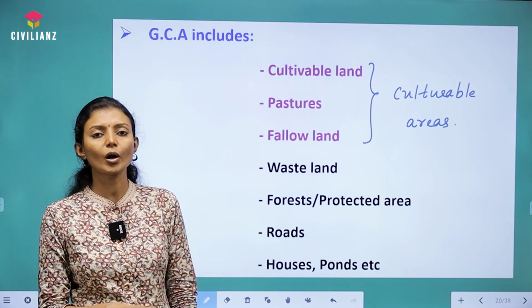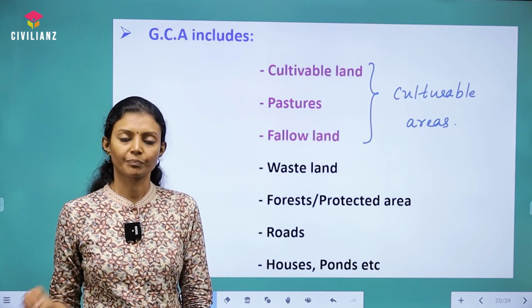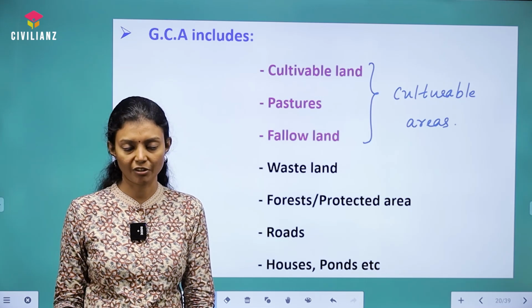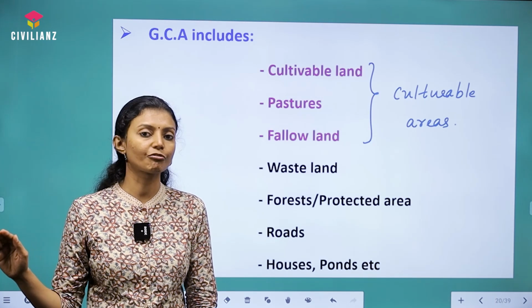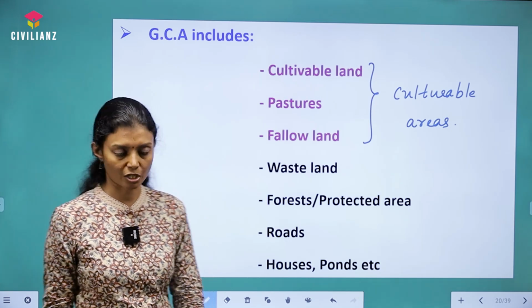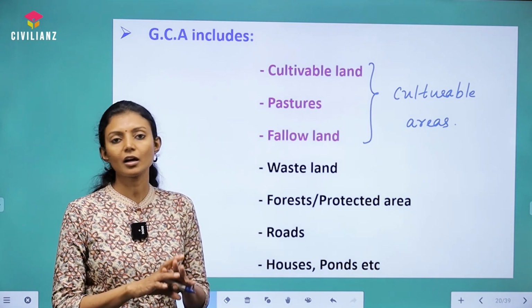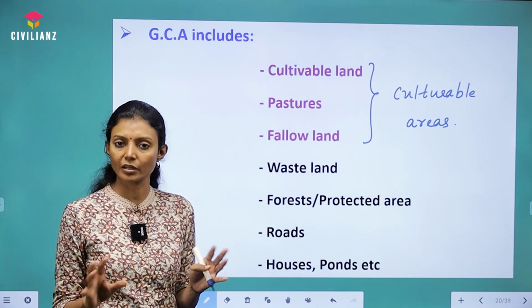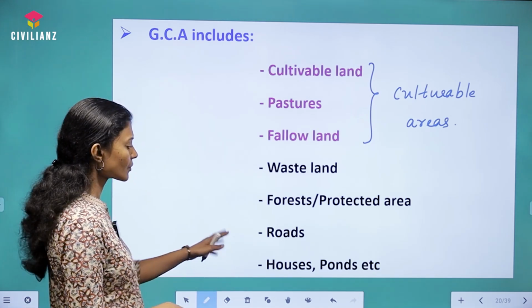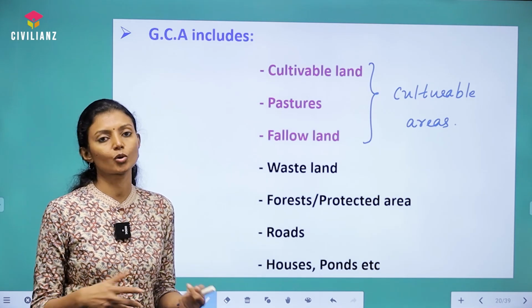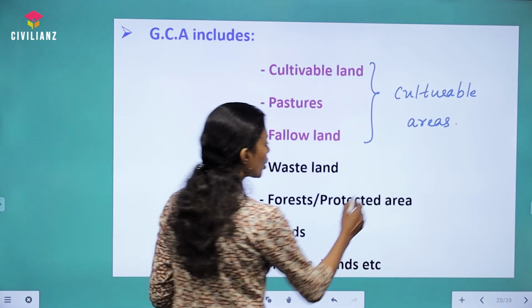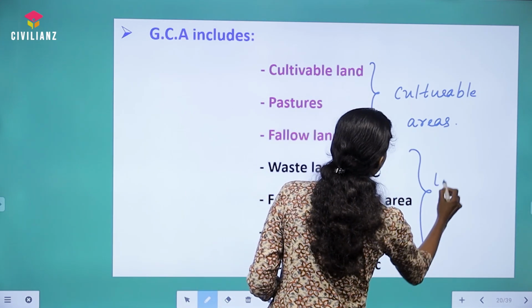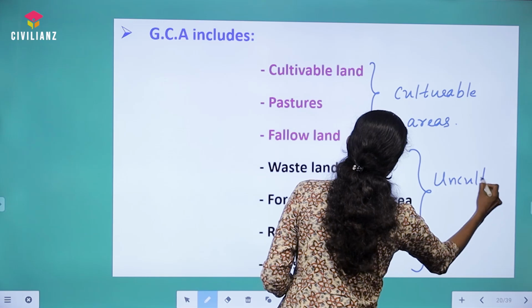We know that the soil in the forest is extremely good. It is fertile and fit for cultivation, but it is a protected area. You cannot clear the forest and practice cultivation. So in a forest or protected area, you can't do agriculture or cultivation. Roads: obviously, we cannot grow crops on roads, houses, ponds, etc. So all these come under unculturable areas.